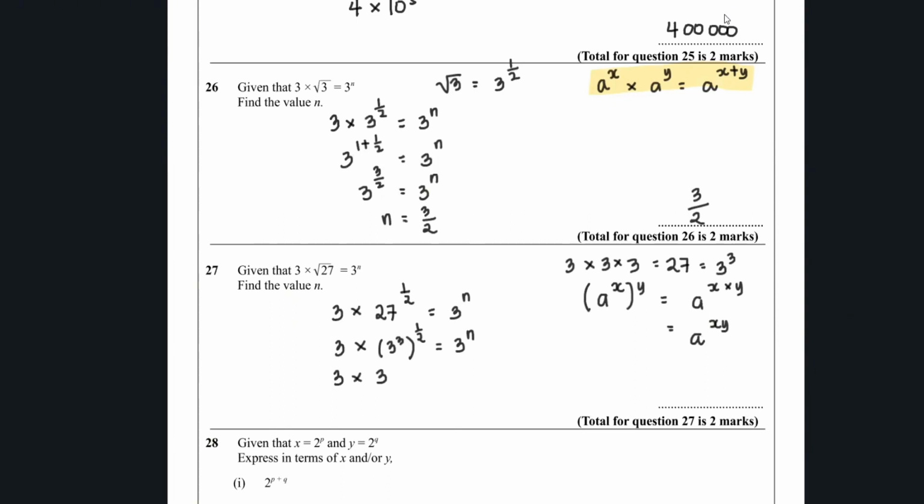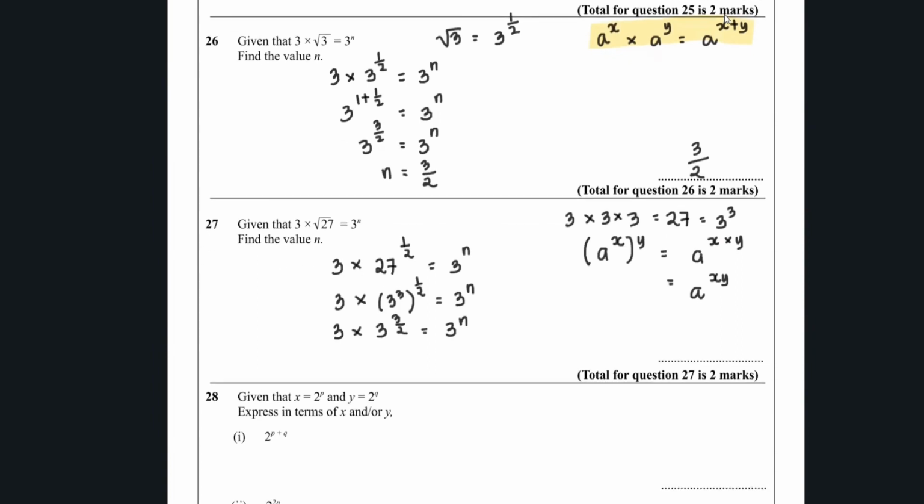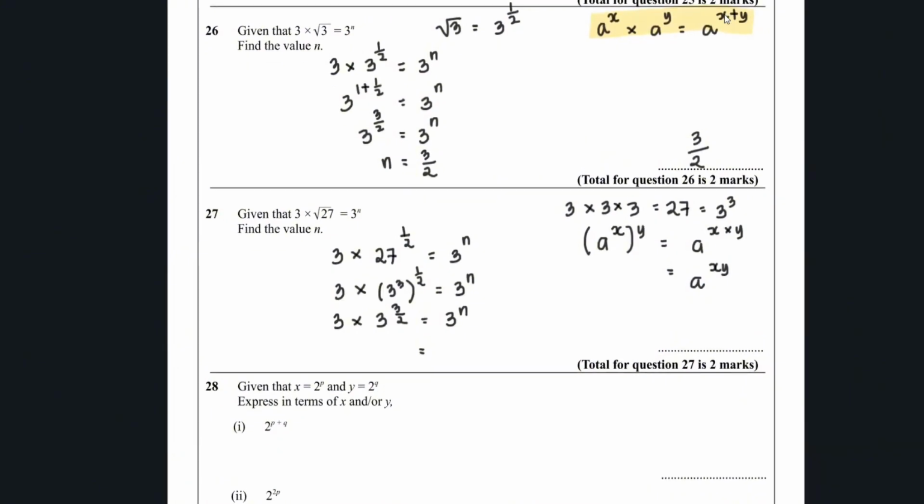Now, since we have 3 to the power of 3, or 3 cubed raised to a half, that would mean we just have to multiply the indices. So 3 times a half is 3 halves again, right there. And applying the product rule, in which we just have to add the powers, we now have the base of 3. This is still n. And this is 1.